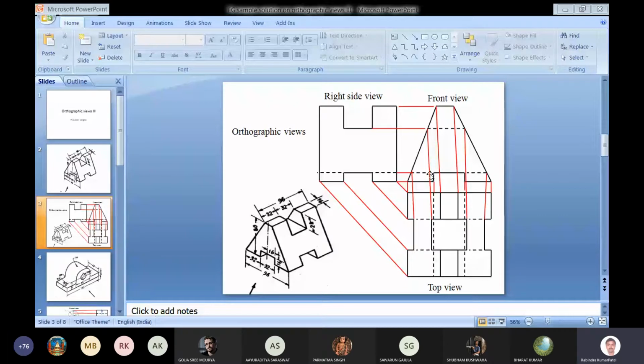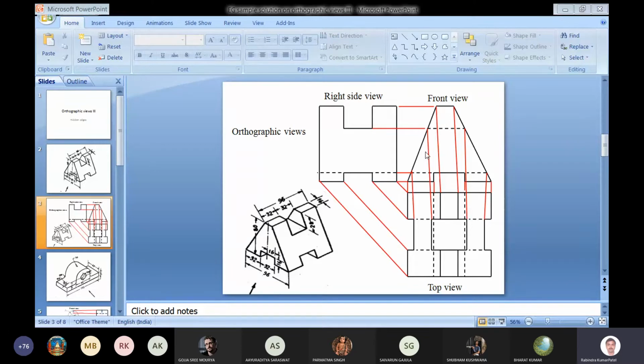So we can draw the dashed line like this, and another dashed line corresponding to this we can see from the left side. We cannot see this edge. This edge is hidden from this side. So we draw a dashed line which is shown here in this front view. So in the front view we have only these two dashed lines.